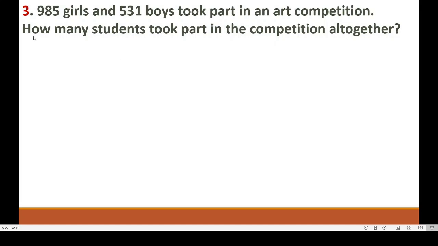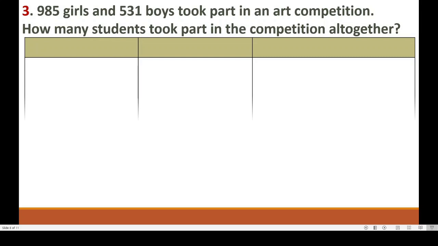Okay, now next is how many students took part in the competition altogether. We have to add these two numbers, isn't it? Because again here it is asked altogether. Altogether meaning, what is the meaning of altogether? That is total, isn't it? So we will go for stepwise solution. See this.